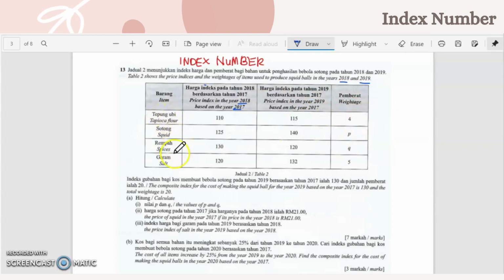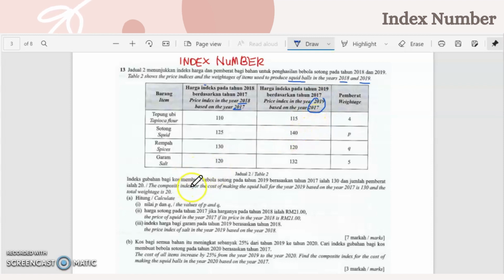Okay, so for each item, when we want to produce squid balls, these are the items used. Each item has its own price index that is different for each year. If we look here, this one is the price index in 2018 based on the year 2017, and this one is 2019 based on the year 2017. So we can see the price index increases from the year 2018 to the year 2019, based on the year 2017.